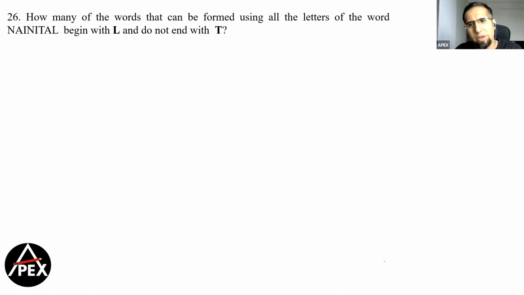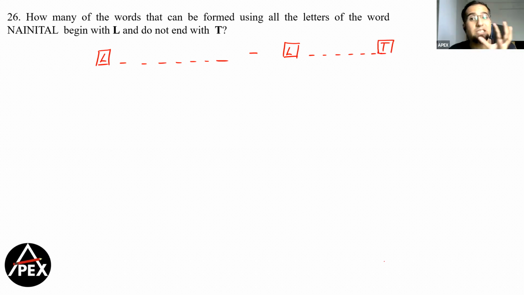Now let's see this, guys. This question says how many words can be formed using all the letters of the word Nainital which begin with L and do not end with T. Which means I am looking at all the letters beginning with L, and from here, I'm subtracting all the words beginning with L and ending with T. Because the question says the words have to begin with L but not end with T.